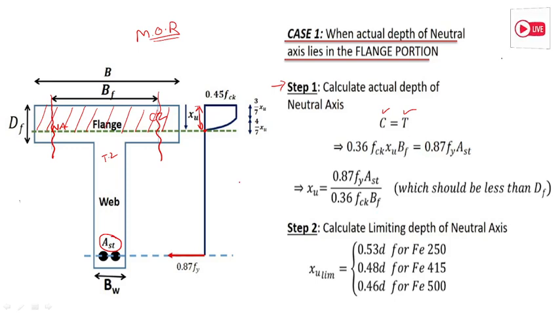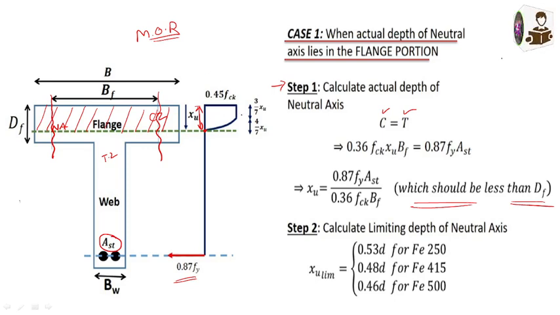Okay, so equals the tension formula 0.87 fy Ast, right? So when you take Xu outside, this formula will become like this: 0.87 fy Ast divided by 0.36 fck into bf, whichever should be less than Df. Okay, you have to use whichever is lesser than Df. That is a very, very important point you have to remember.